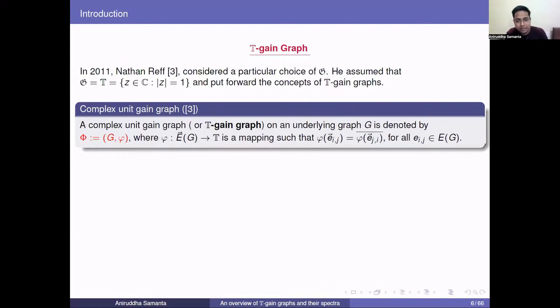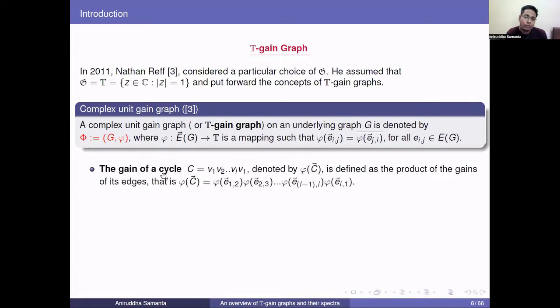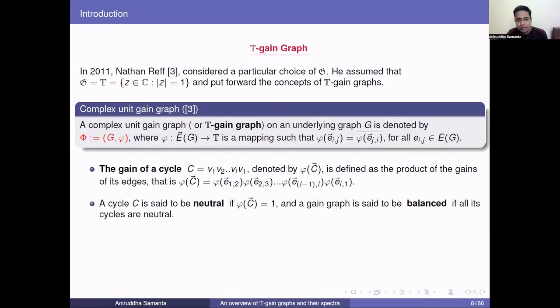Now some basic definitions. The gain of a cycle: suppose C is a cycle whose consecutive vertices are v1, v2, up to vl, and v1. Then the gain of this cycle in this particular orientation is the product of the gains of its oriented edges in this cycle, in that particular orientation. Now, a cycle C is called neutral if its gain is 1, and a gain graph is said to be balanced if all its cycles are neutral.